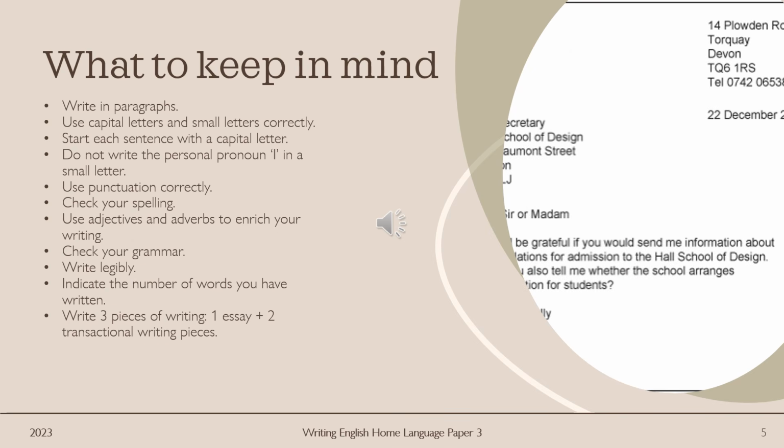What should you keep in mind when you are writing your Paper 3? Write in paragraphs. Don't write one long thing like a bus. Write in paragraphs. Your writing should look like a train, not a bus. Use capital letters and small letters correctly. Some learners write everything in caps and some write everything in small letters. Start each sentence with a capital letter. Write the names of people in capital.